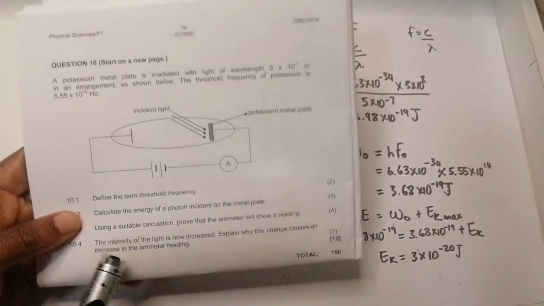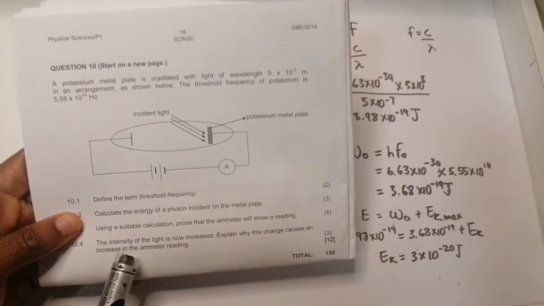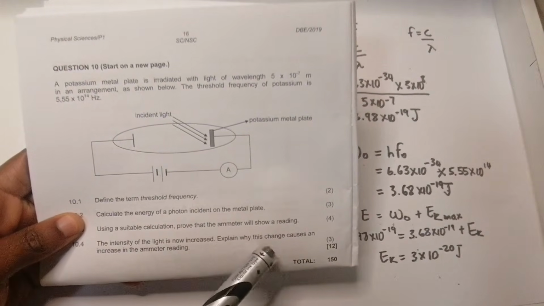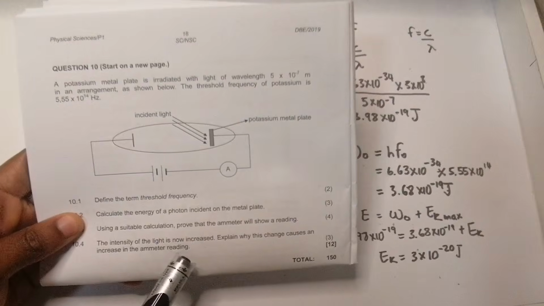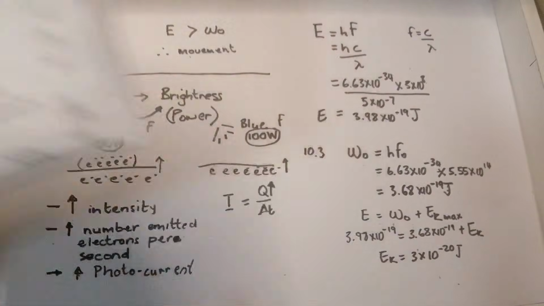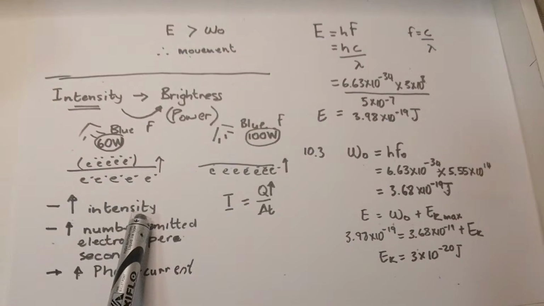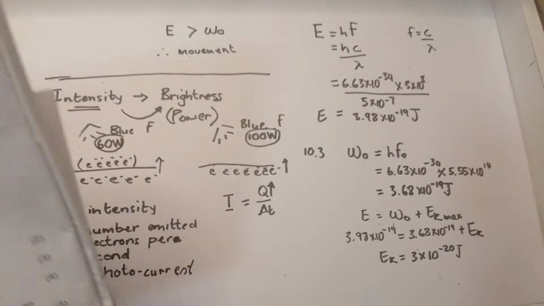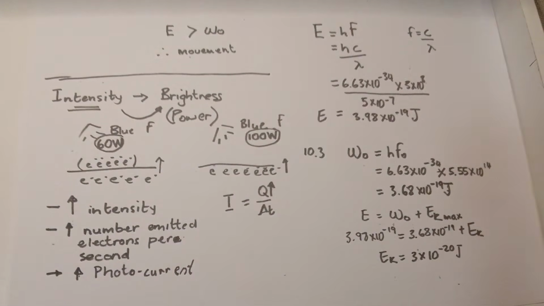And that's exactly what this question was asking. They say the intensity of the light is now increased. Explain why this change causes an increase in the emitter reading. Okay, so exactly what we said. An increase in intensity will increase the number of electrons that are emitted per second. Thus it will increase the photocurrent, and that is why we'll have an increased emitter reading. I hope that makes sense, ladies and gents.